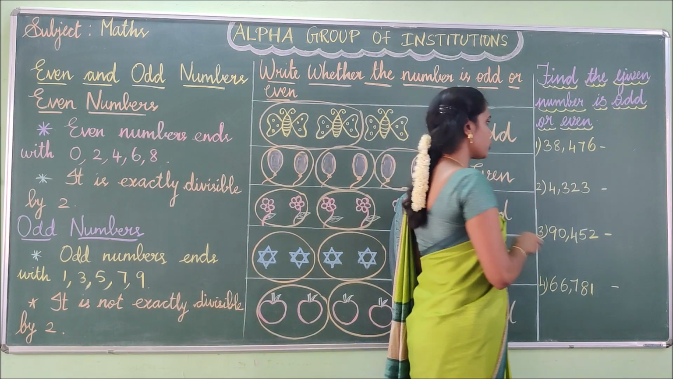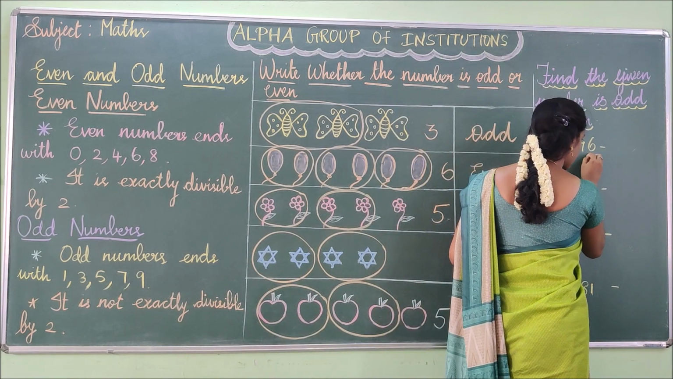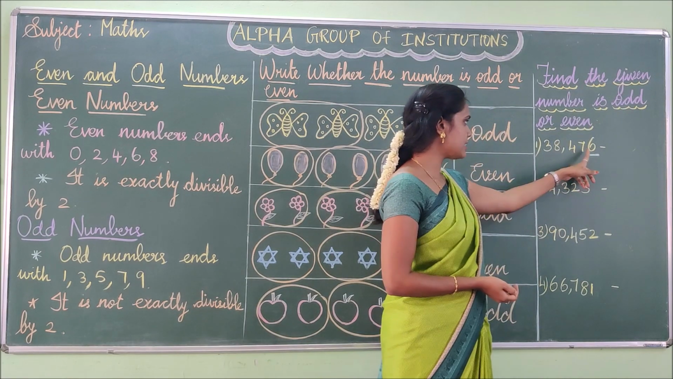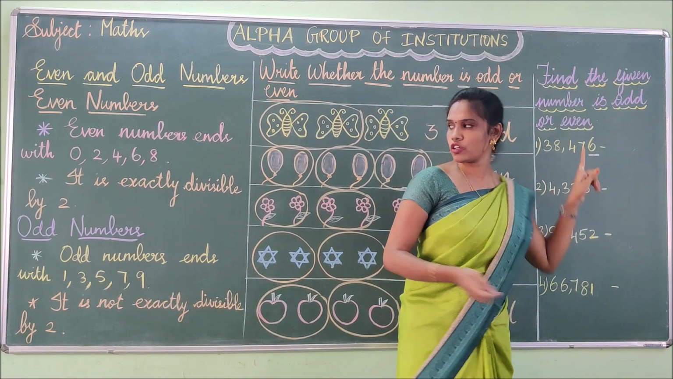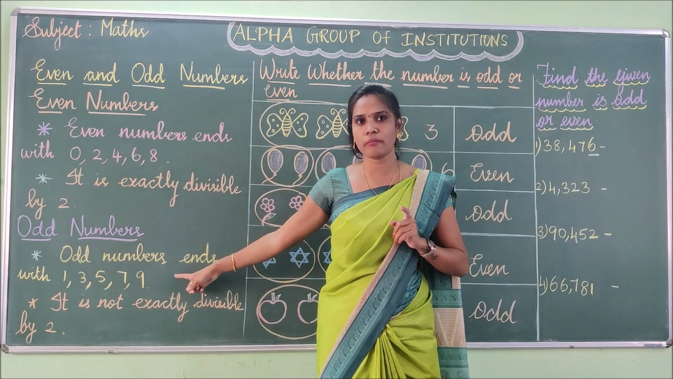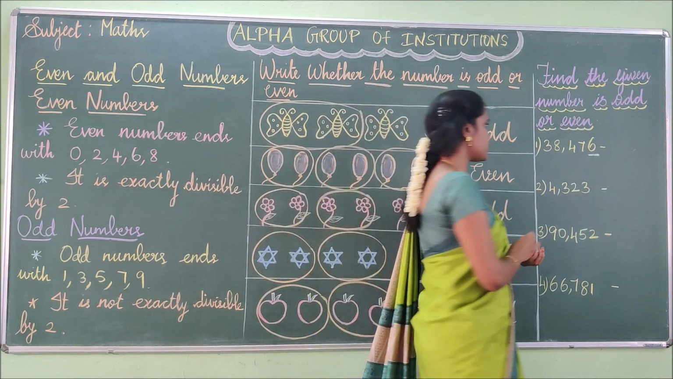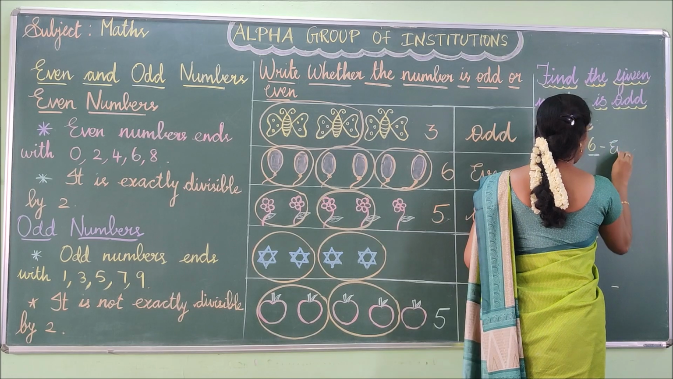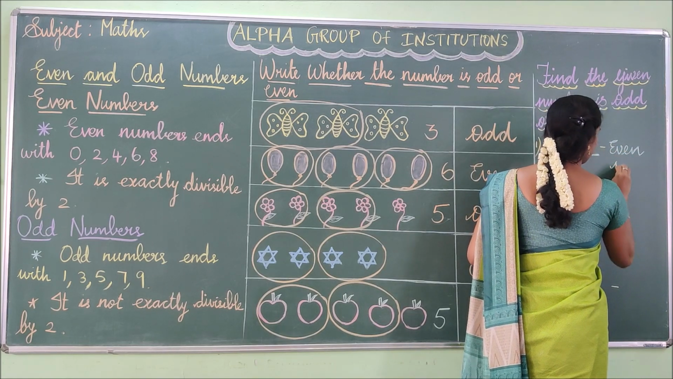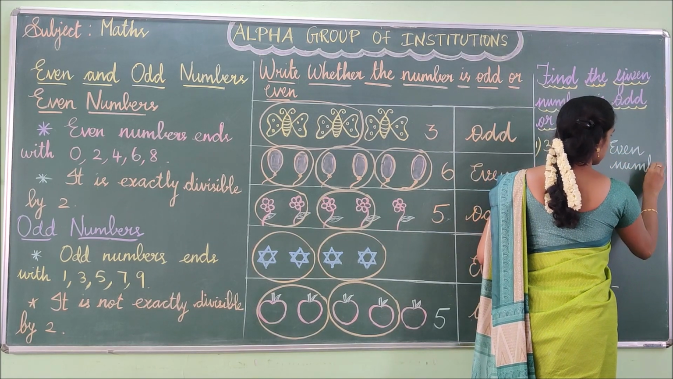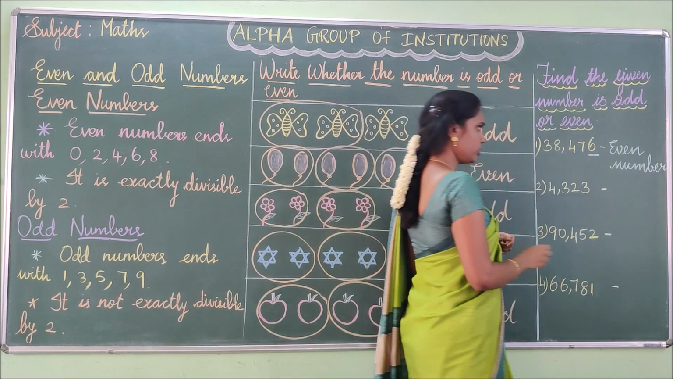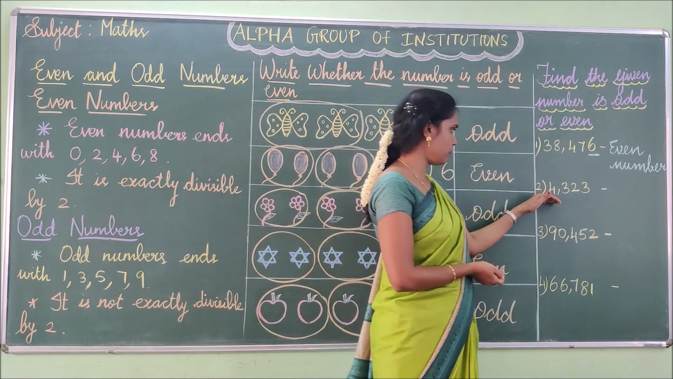You have to see the last number, children. See here, the last number is 6. So is 6 an even number or an odd number? See, 6 comes under even numbers. So this is an even number. So write even number. Okay, next one. See the second problem.